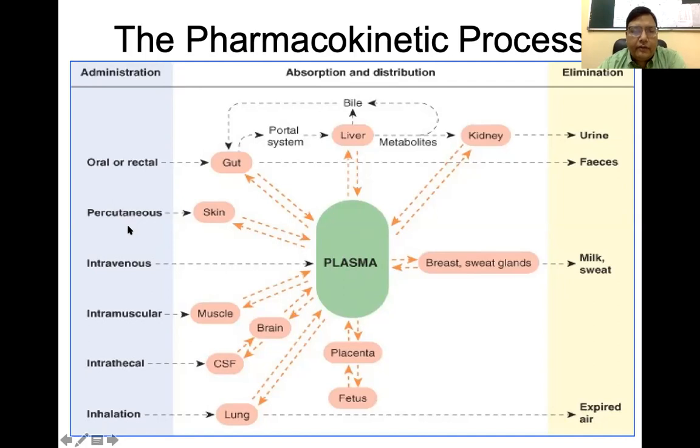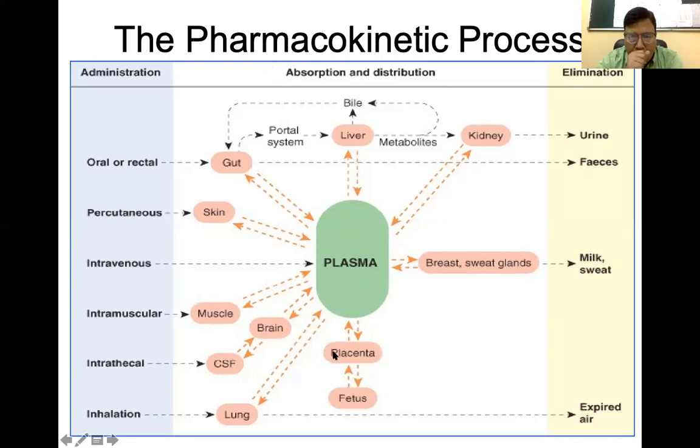The drug from topical application on the skin comes to the plasma. The intravenous drug directly reaches the plasma. With intramuscular administration, the drug from the muscle reaches the plasma. With intrathecal administration, the drug goes through the CSF to the brain, and then reaches the plasma. With inhalation, the drug from the lung gets absorbed and reaches the plasma, and the drug from the lungs can also move out directly through the expired air. And from the plasma, the drug then gets distributed to all the body organ systems.